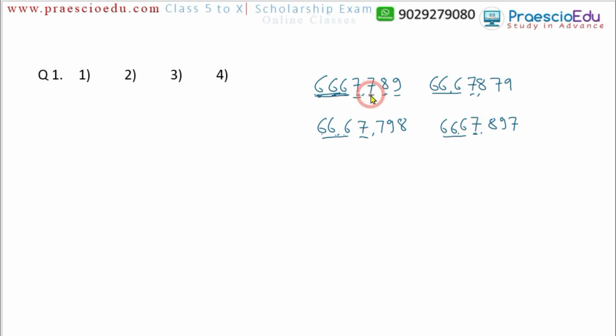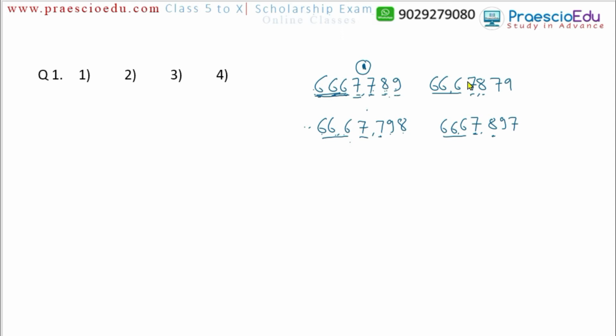After this, at the hundreds place, there is a 7 in this number and this number also has a 7. Another number has an 8 and here also an 8. So these two numbers are the smaller ones. If you compare them, after the 7 there is 89 here and 798 here, so this one is the smallest. For the smallest one, I mark a 1.